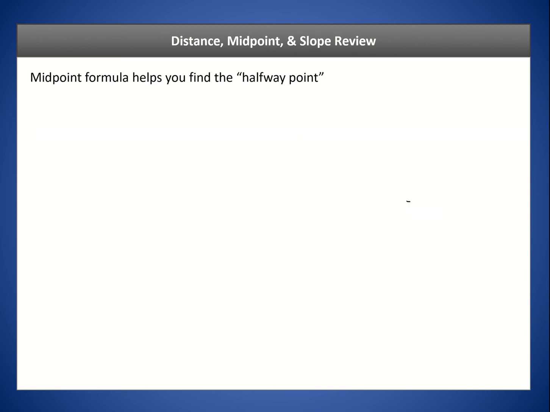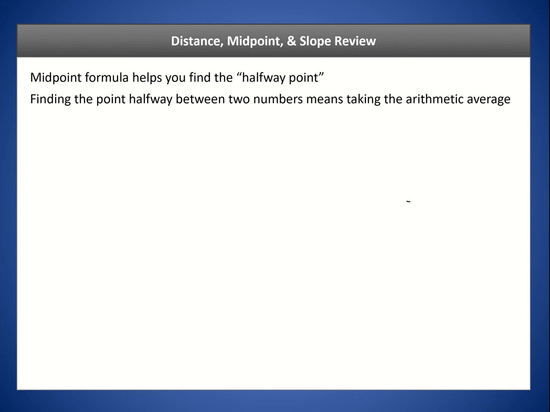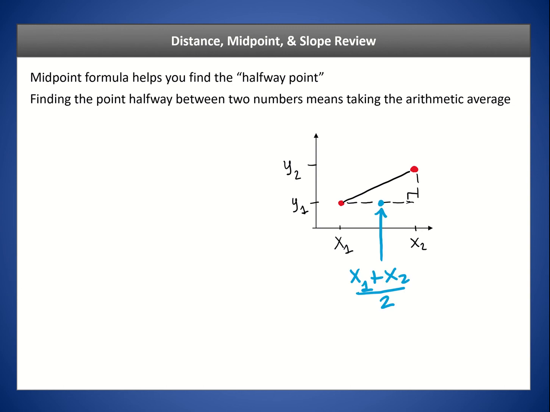The midpoint formula next helps you find the halfway point. It's literally the middle point between any two points. In order to find the halfway point between two numbers, like say 1 and 5, you take the arithmetic average of the two numbers. Remember that taking the arithmetic average means adding the two numbers together and dividing by 2. So if I want to find the halfway point between x1 and x2, I add them up and divide by 2. Similarly, I do the same for y. I take the sum of the y coordinates and divide by 2.